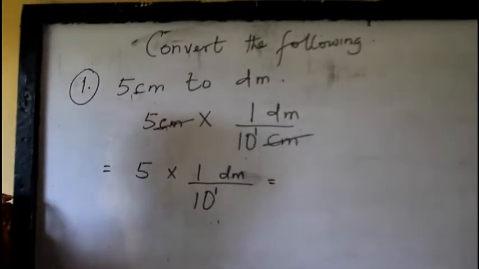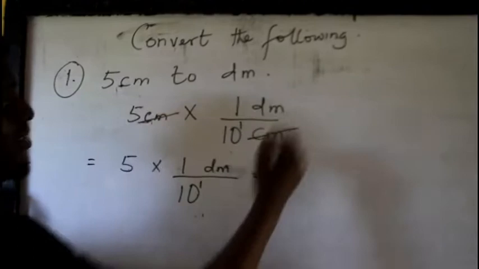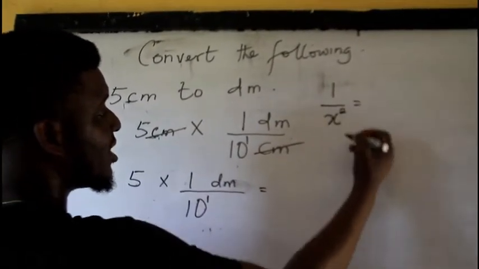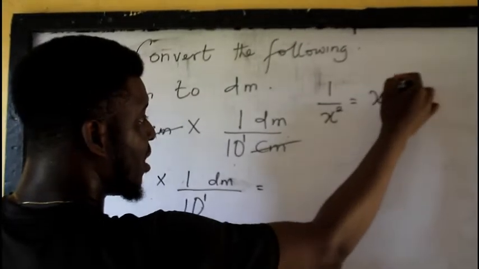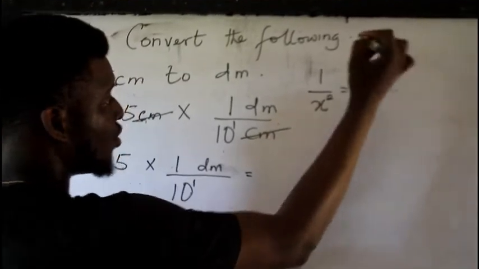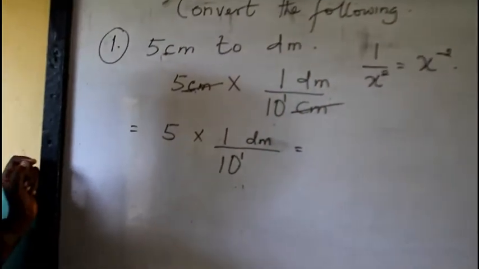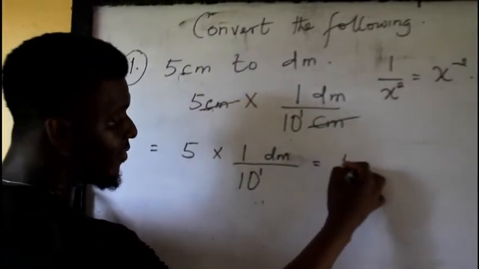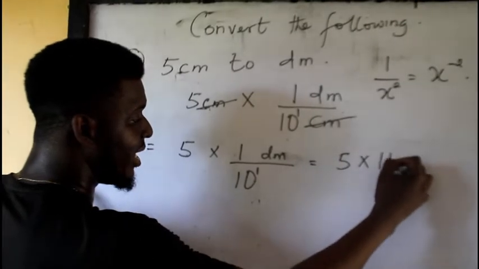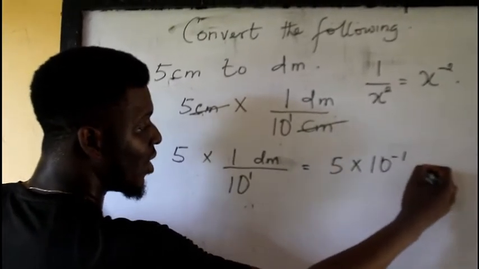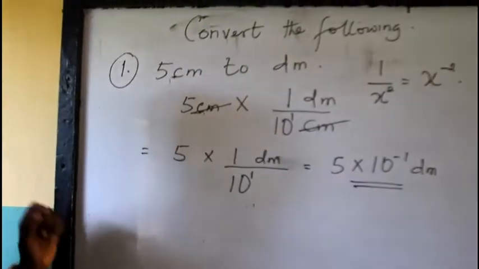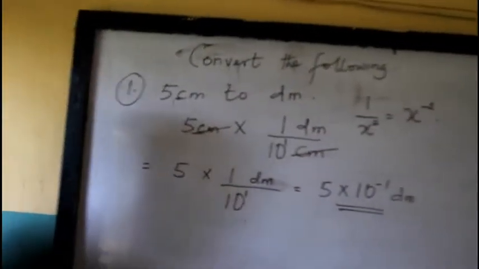From what I told you, from your indices, when you have 1 over x raised to the power 2, it can also be written as x raised to the power minus 2. Then let us add it here. The answer is 5 times 10 raised to the power minus 1 decimeter. Have you seen? 5 times 10 raised to the power minus 1 decimeter.